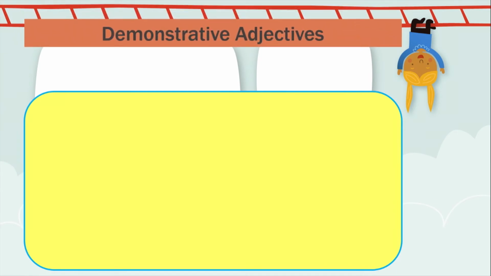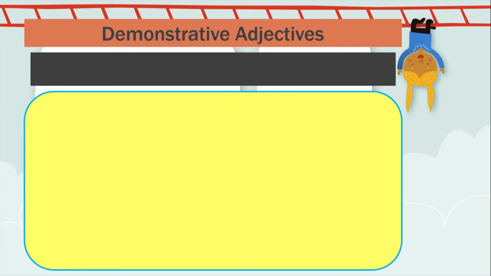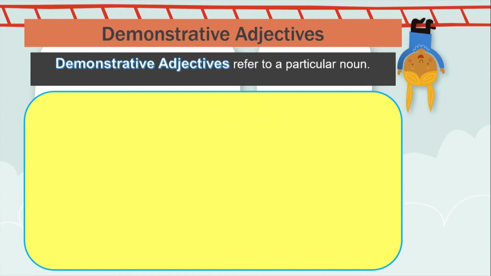Let's move on again. Demonstrative adjectives. What is the root word of demonstrative? Yes, it's demonstrate. And what do you know demonstrate to mean? Yes, demonstrate means to show. So let's see what is the meaning. Demonstrative adjectives refer to a particular noun. So in other words, they show a particular noun. They demonstrate a particular noun. Are you following me? Let's see some.